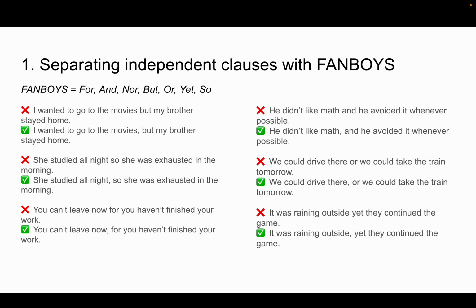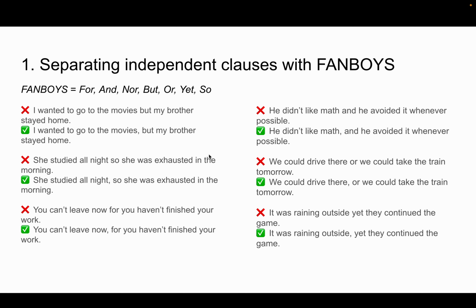So the first use case is when you're trying to separate independent clauses with FANBOYS. An independent clause is a sentence that can stand on its own, and it's already a complete sentence. It doesn't need any other words after it or before it to make it a full sentence. And so when you're trying to combine 2 independent clauses with a conjunction, this is where the comma comes in. FANBOYS stands for the conjunctions that this comma applies to. So the conjunctions are for, and, nor, but, or, yet, and so.